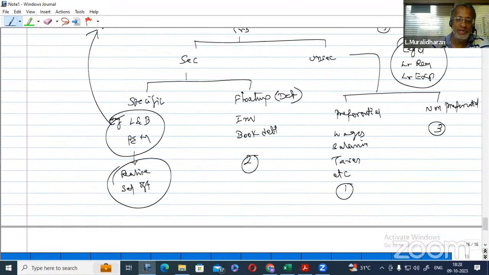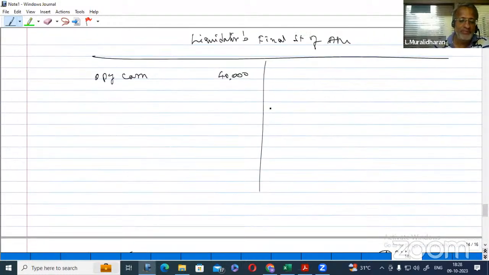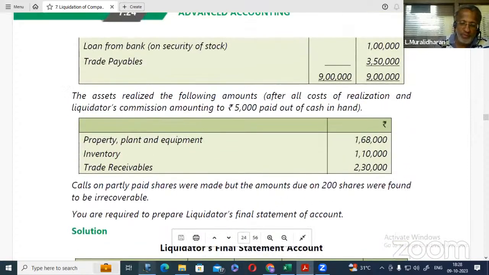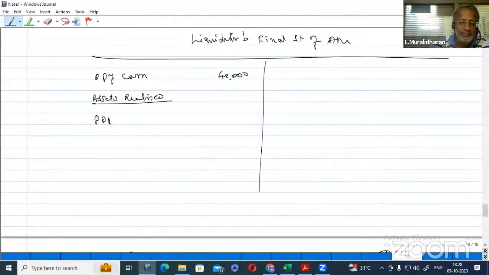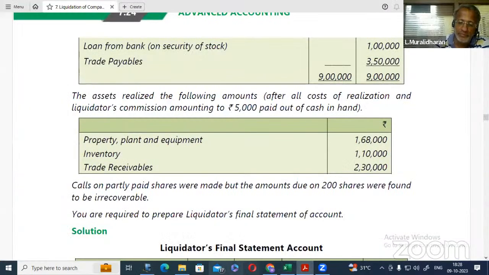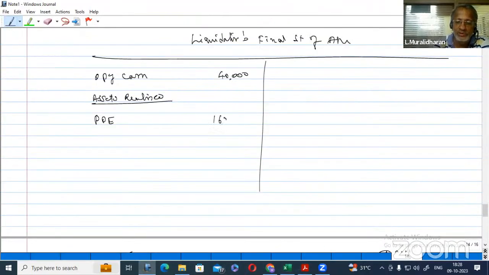So here, let me just book this place and assets realized. Assets realized, we have PPE 168,000. Then you have inventory excess over bank loan 10,000. Then you have trade receivable 230,000.